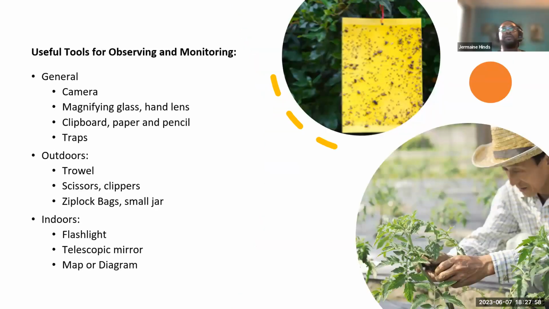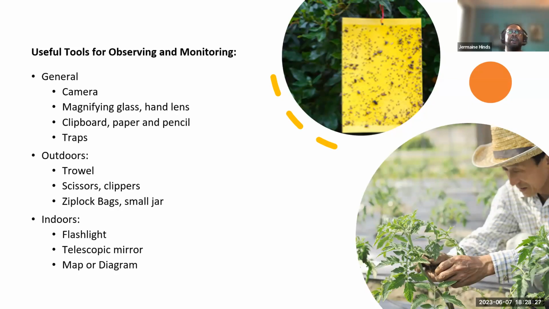Some useful tools for the scouting and monitoring process. So just in general, you want a camera. A cell phone is good nowadays, it can take good close-up pictures of insects. If you're outside, you want maybe a magnifying glass or a hand lens so you can get in close and identify important parts of an insect or weed. You want a clipboard with paper and pencil. You can even log this in notes apps.